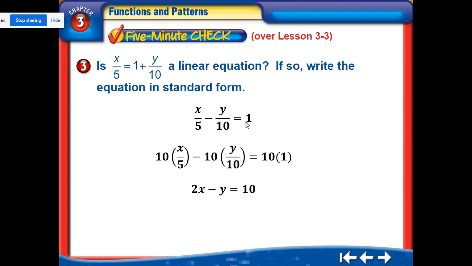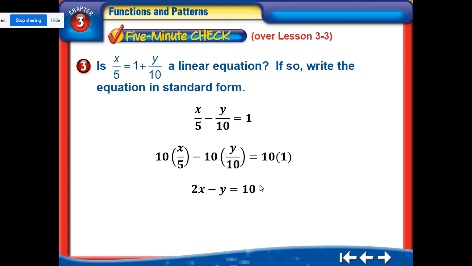Now I'm multiplying by the common denominator. Before there was only one denominator. This time I want to multiply by the common denominator. So if I have 5 and 10, what would be the common denominator between 5 and 10? It would be 10. So I multiply everything by 10. So this is really 1/5. This is 1/10. So if you want to use your calculator, 10 times 1/5 is just 2. 10 times 1/10 is just 1. And 10 times 1 is just 10.